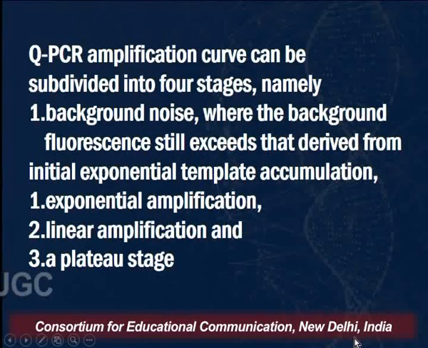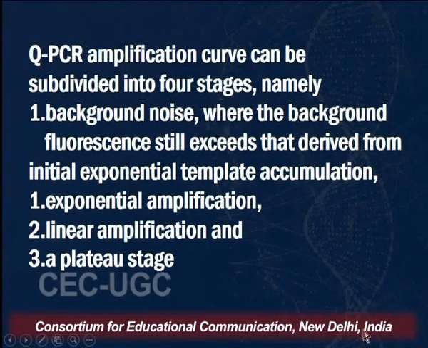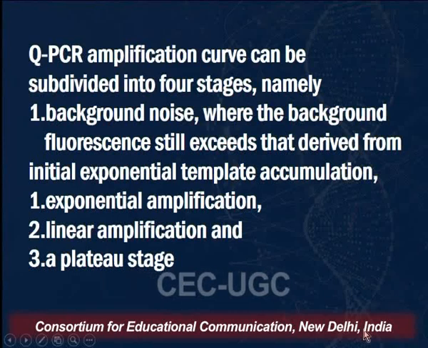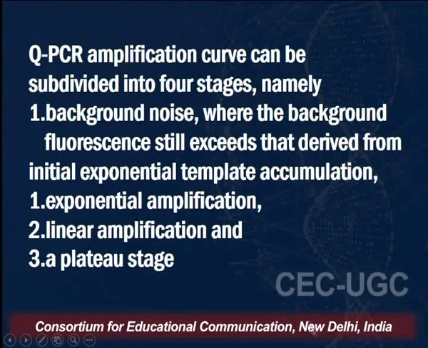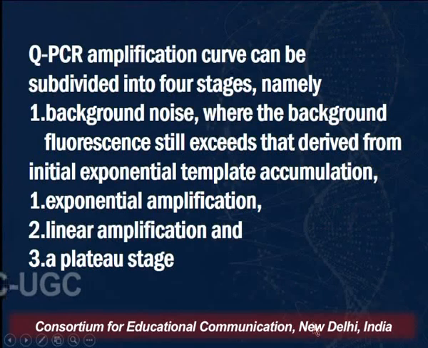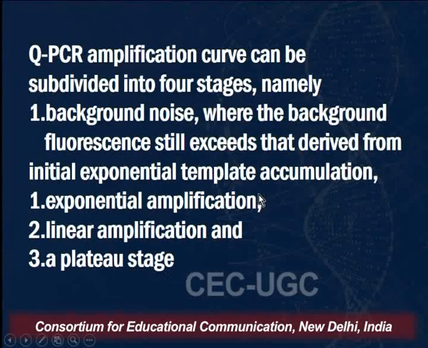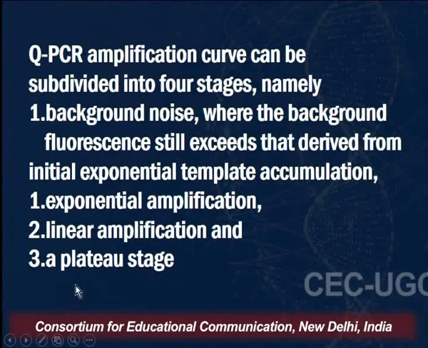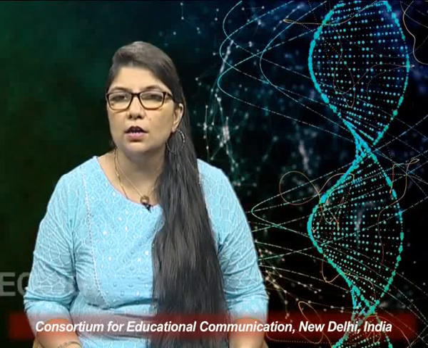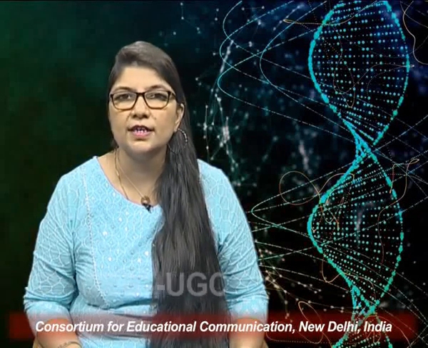So the qPCR amplification curve can be subdivided into 4 stages, namely the background noise, where the background fluorescence still exceeds that derived from the initial exponential template accumulation, then the exponential amplification, linear amplification, and a plateau stage. So we actually get these 4 stages that we had already discussed.